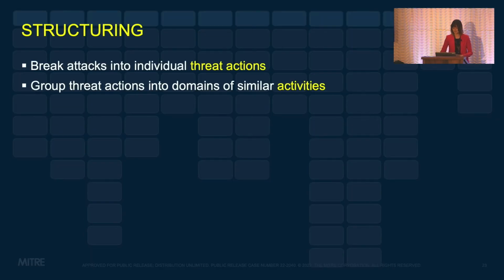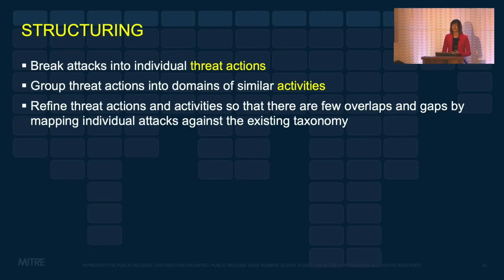It's a hierarchy. So next we began refining the threat actions and activities so that there would be few overlaps and gaps between them in the model. So this involved taking individual attacks from our data set and mapping them to the taxonomy, identifying where the taxonomy could and could not capture the nuances of the attack. This is a process we're still engaged in. It's quite difficult. The taxonomy doesn't yet fit all attacks easily.